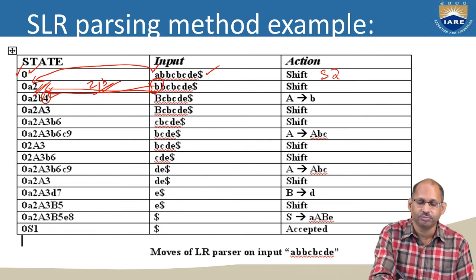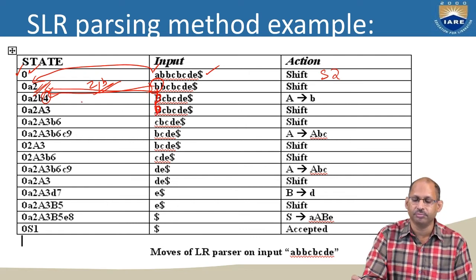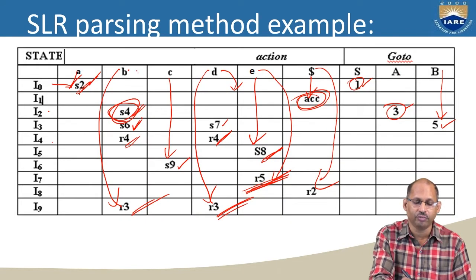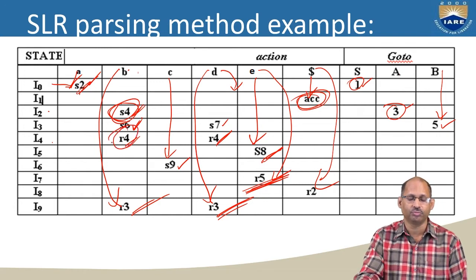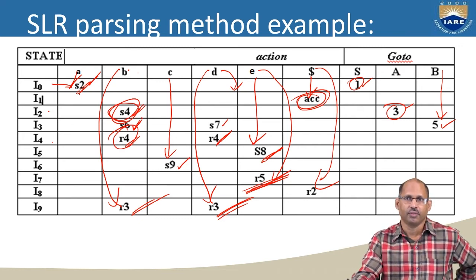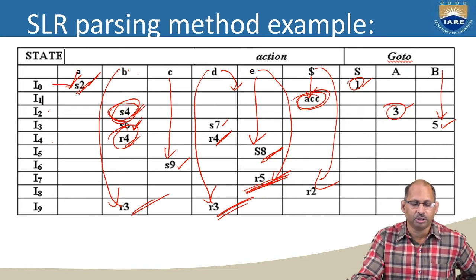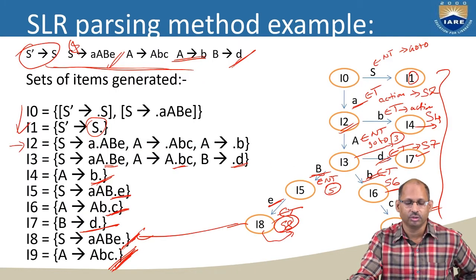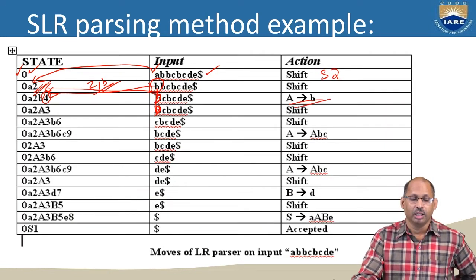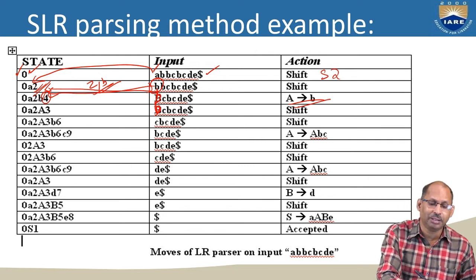4 and B. This is small b. Right? 4 and B, what is 4 and B? It is reduce production number 4. Reduce the production number 4. What is the production number 4? A gives B. Right? The B is replaced with A.